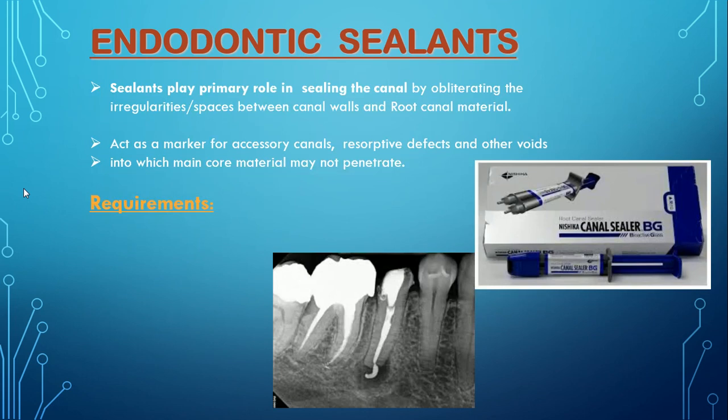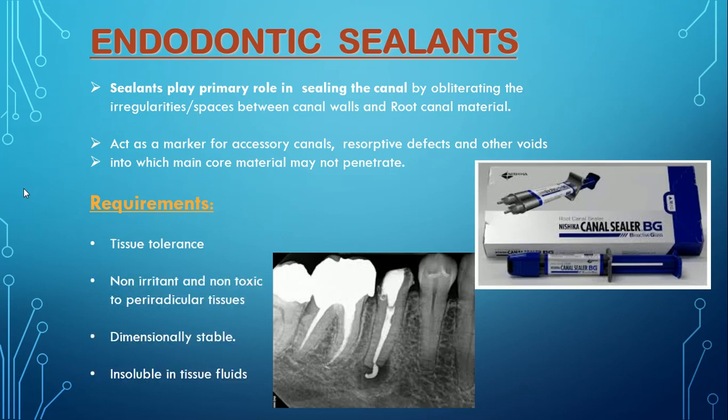Now we will talk about endodontic sealers. Sealers play a primary role in sealing the canal by obliterating the irregularities or spaces between the canal walls and root canal materials. Sealers act as a marker for accessory canals, resorptive defects and other voids into which the main core material may not penetrate. What are the ideal requirements for endodontic sealers?